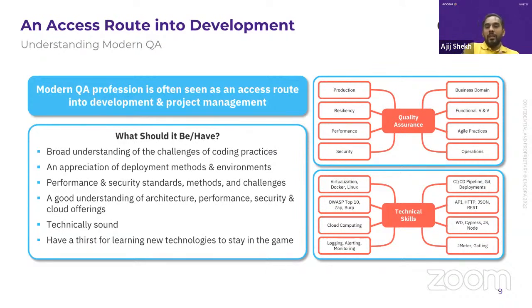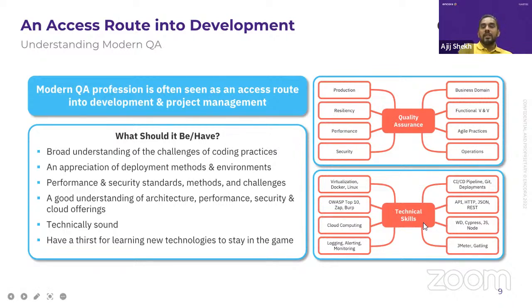Here I have explained what quality assurance we can cover and what technical skills we are covering. There are different types of portions QA can cover, like functional testing, then verification, validation, then business domain, then we perform the agile practice, then we are using the different types of operation, security, how to do that, performance, production, everything big part as a QA.